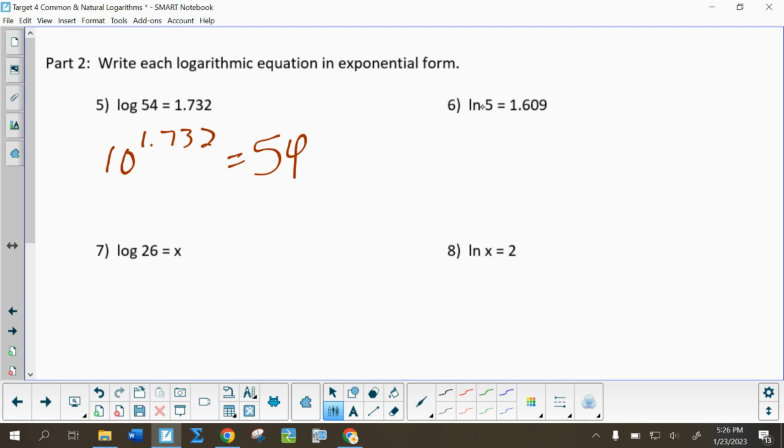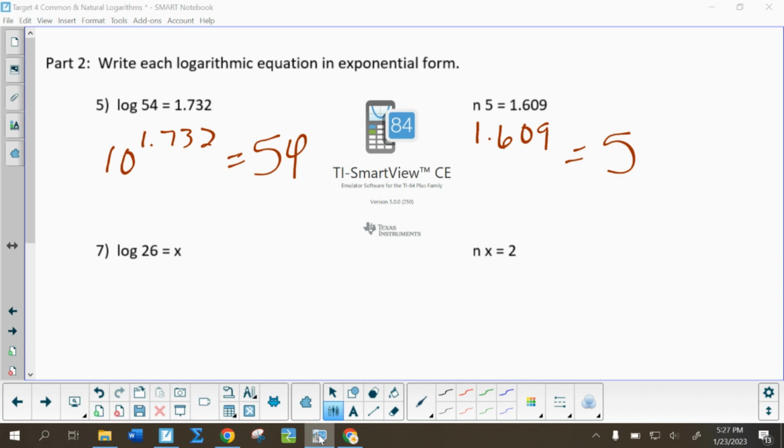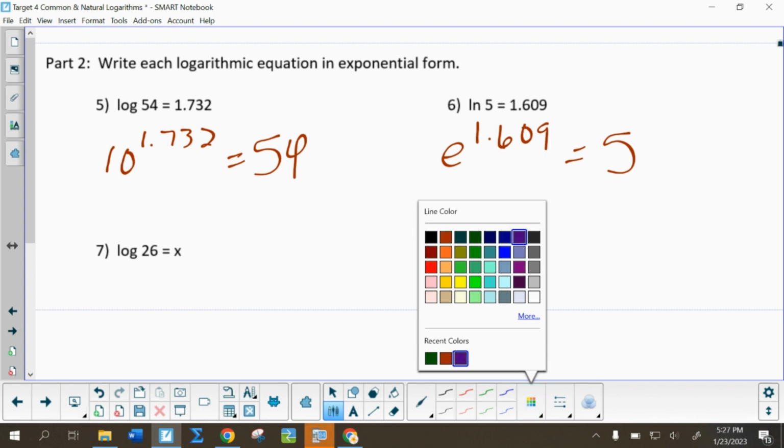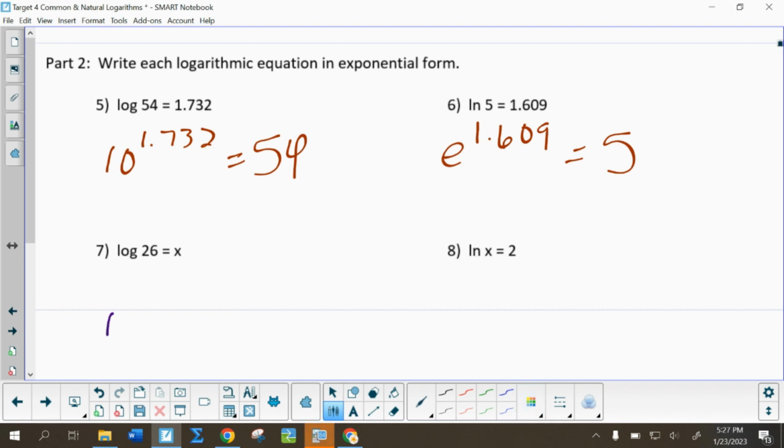Okay, now this base is e. So we're going to do e to the answer, e to the 1.609 equals 5. And again, if you were to type that in your calculator, you're going to see that that's approximately the answer. Okay, while we're waiting, let's rewrite these next two, and then I'll take out that calculator. So this one is the common base. So this becomes 10 to the x equals 26. And then this one is the natural log. So e is the base. So e squared equals x.